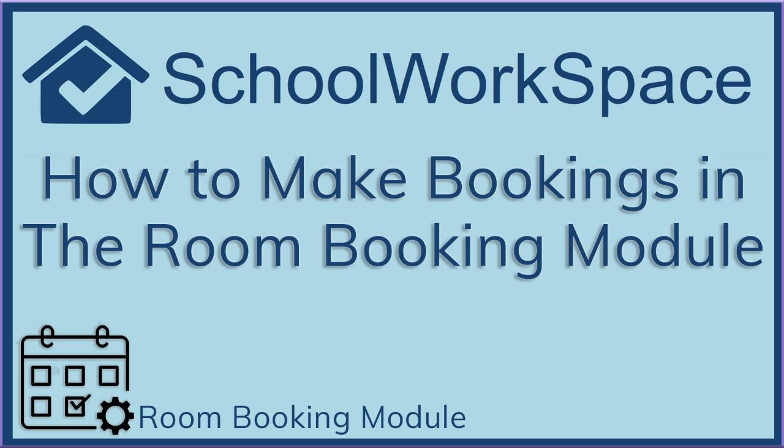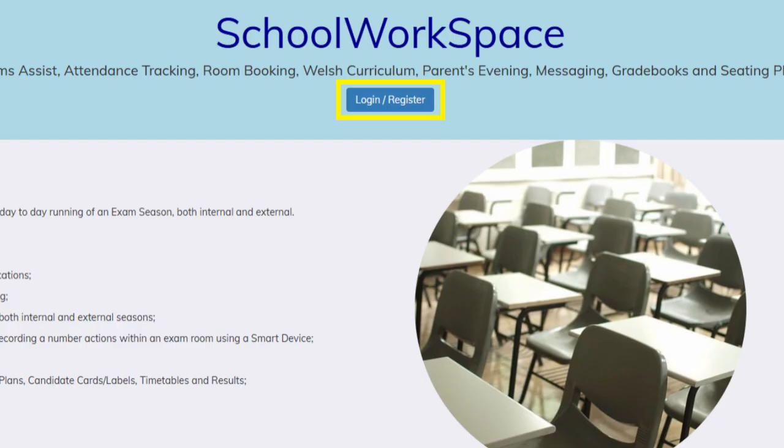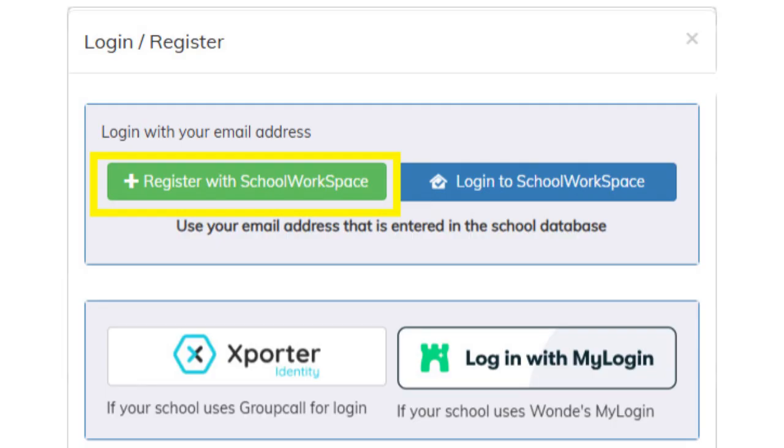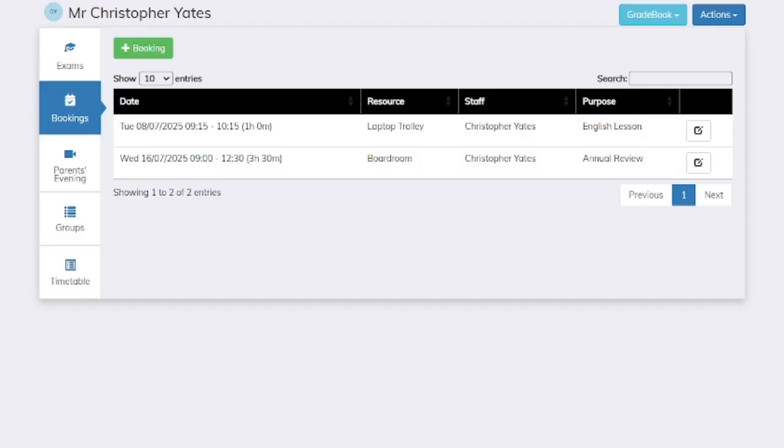For staff to log into School Workspace to make bookings, they will need to navigate to the following website, www.schoolworkspace.co.uk, then select Login, then register with School Workspace. Once selected, follow the instructions provided. The email required is the one that is used within the school's MIS system. Once logged in, you will be ready to make bookings.